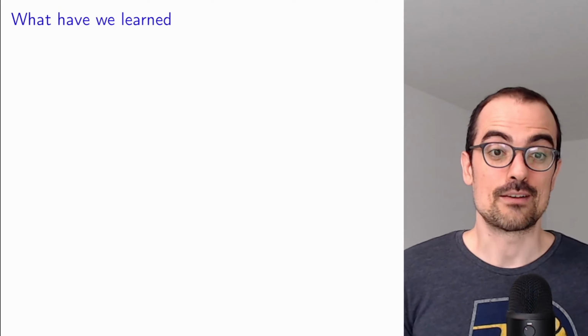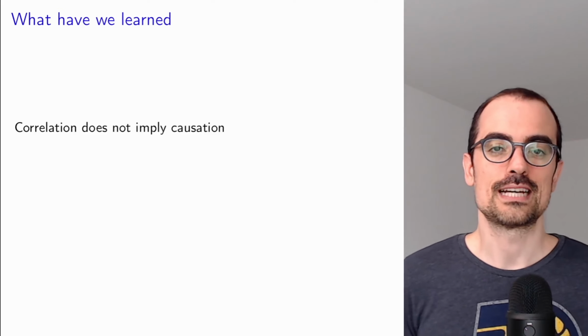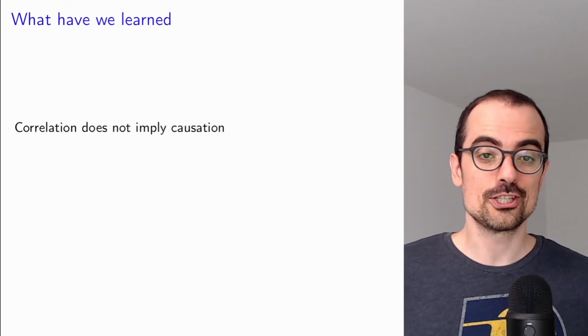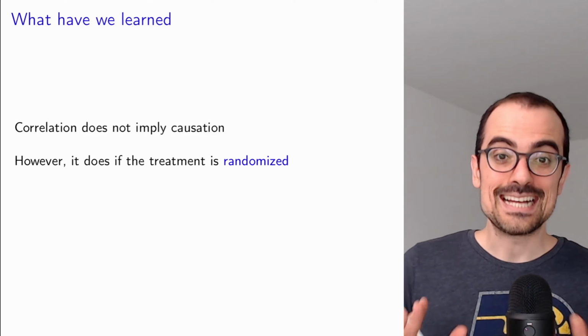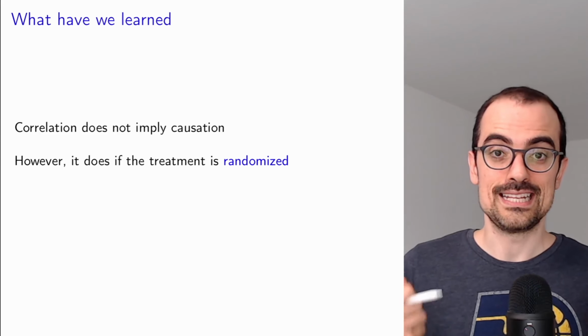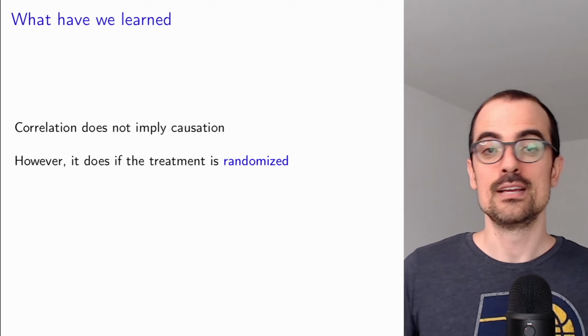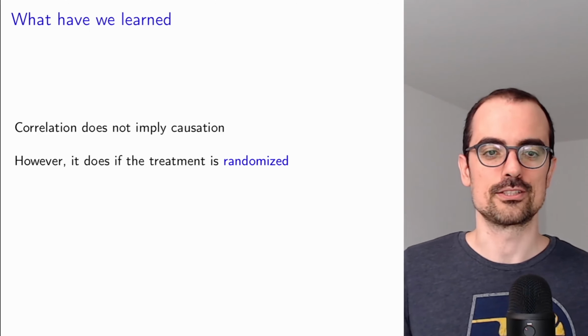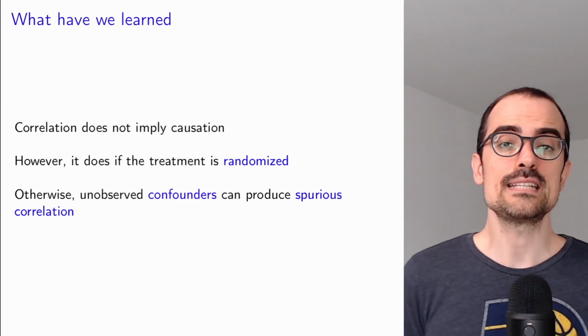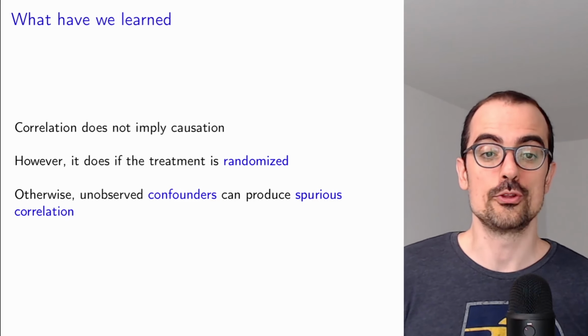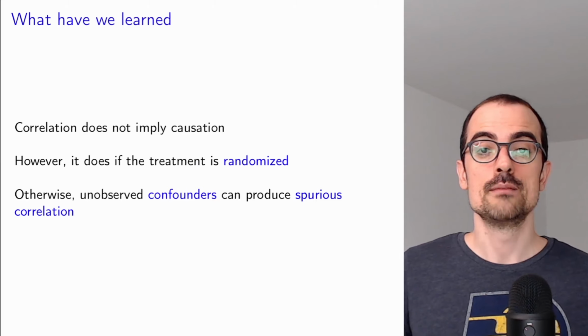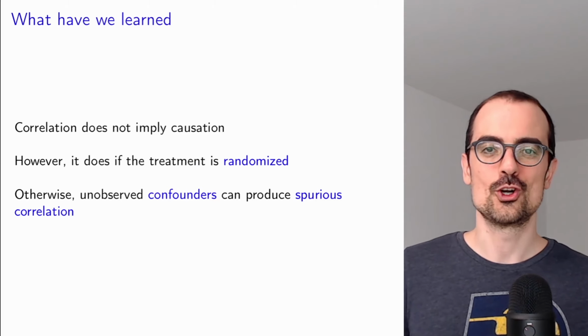All right, so what have we learned? We have learned that correlation does not imply causation, but it can if the treatment is randomized to break its correlation with any possible confounding factor. Otherwise, unobserved confounders can easily produce spurious correlations between quantities that are not causally related.